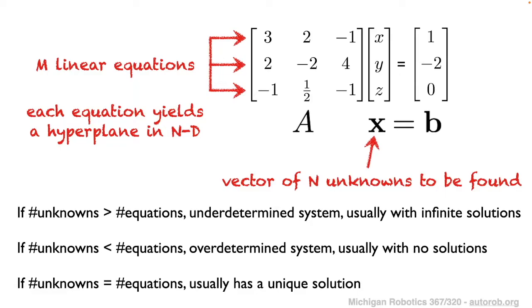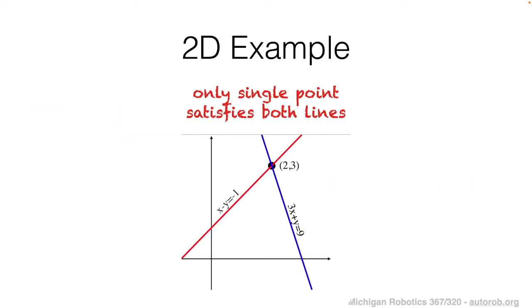To build some intuition, we'll look at a couple of examples of these systems and try to visualize what a solution would really mean. Let's start with a 2D example where we're plotting the two lines, the red and the blue line, each denoting a single linear equation. The collection of the two plotted together is the equation implemented by that matrix operation we saw on the last slide, just with two rows in the matrix A.